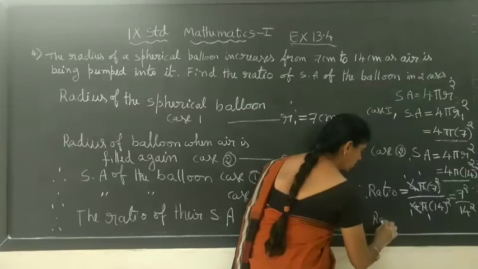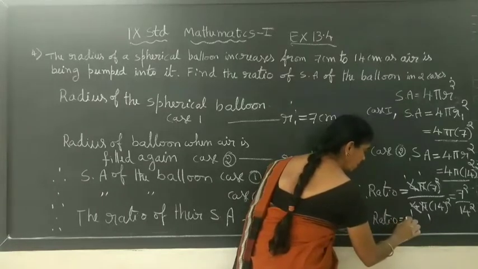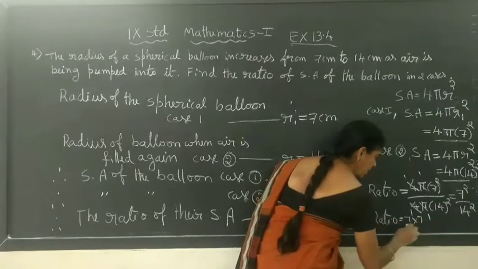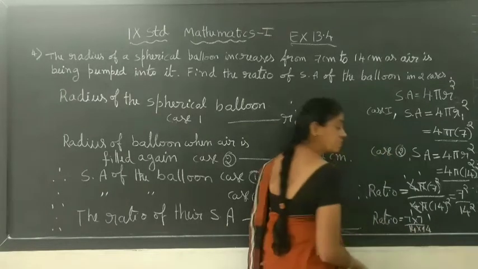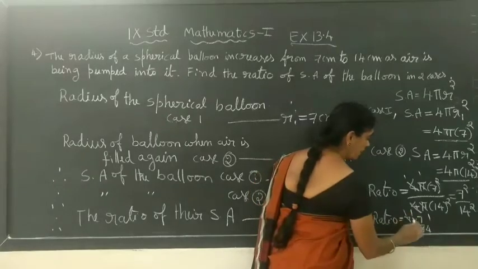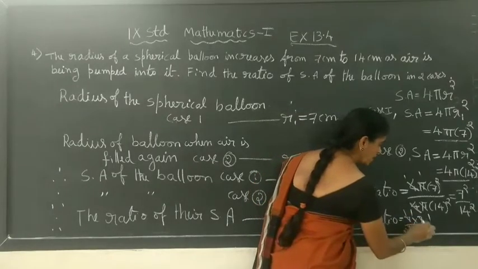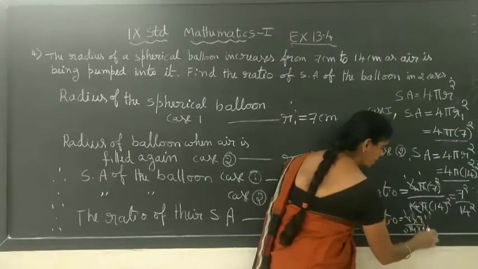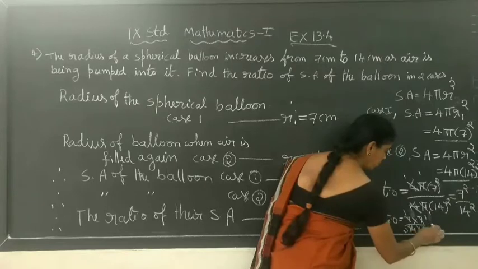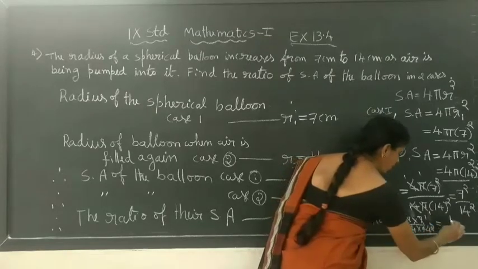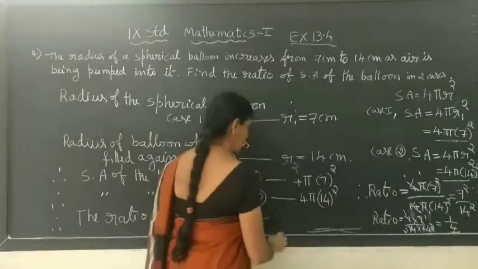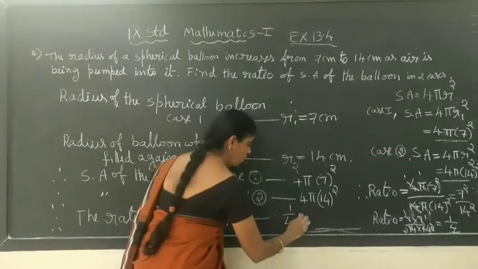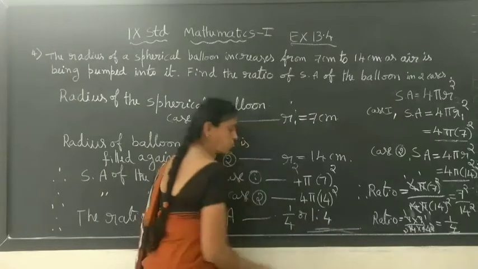Okay, so the ratio is equal to 7 square, which is 7 into 7, divided by the denominator 14 into 14, 14 square. Still we can divide by 7: 7 one time, 7 twos are 14. So we will have 1 into 1 in the numerator, and 2 into 2 in the denominator, which is 4. So the answer is 1 by 4, or you may write 1 is to 4.